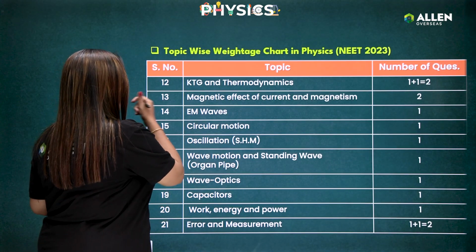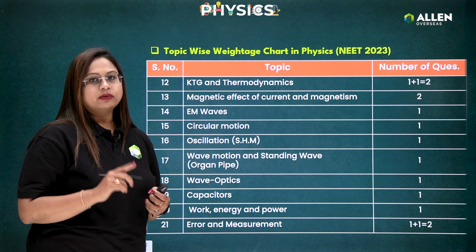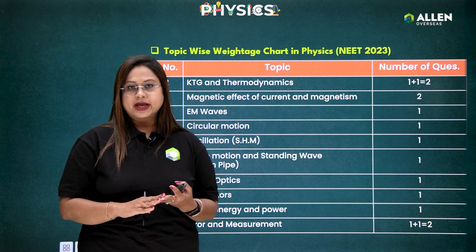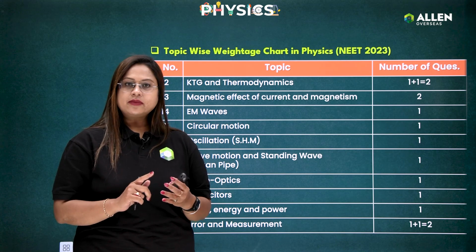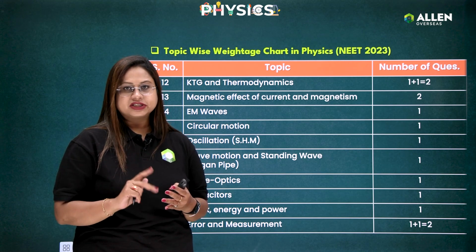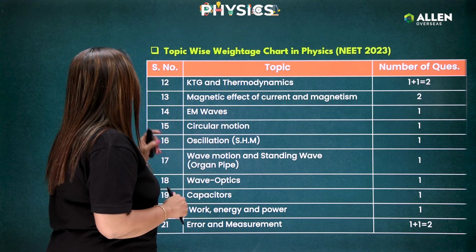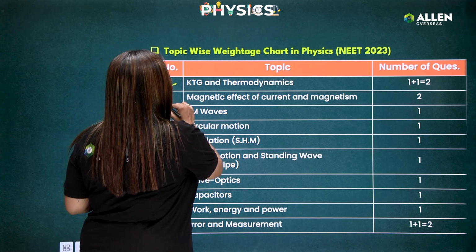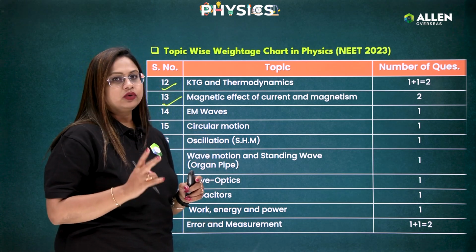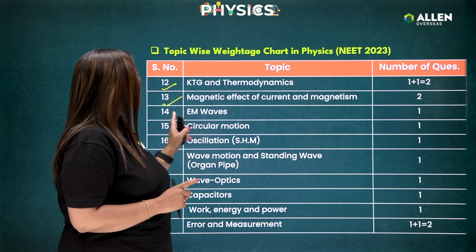So the 12th one is kinetic theory and thermodynamics. We had only 1 question from kinetic theory of gases and 1 question was asked from thermodynamics. So it makes 2 questions from these 2 chapters. 13th one is magnetic effect of current and magnetism. Again 2 questions were there from this chapter.